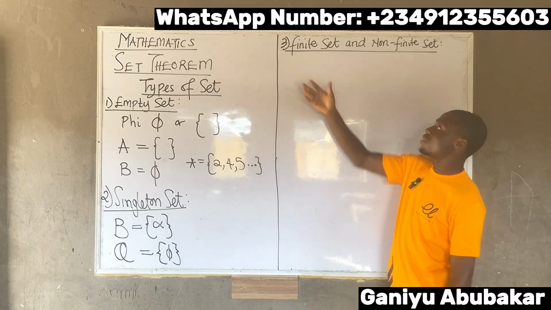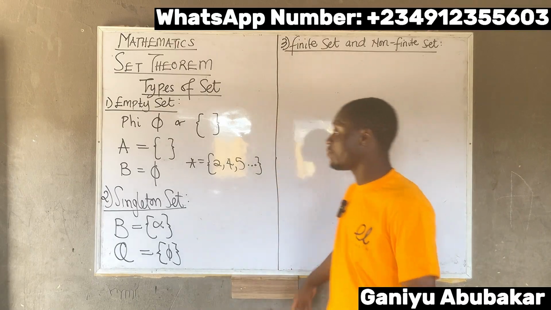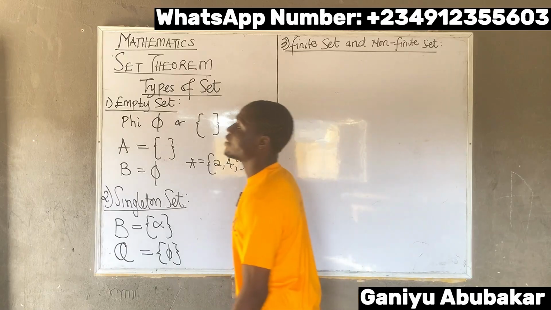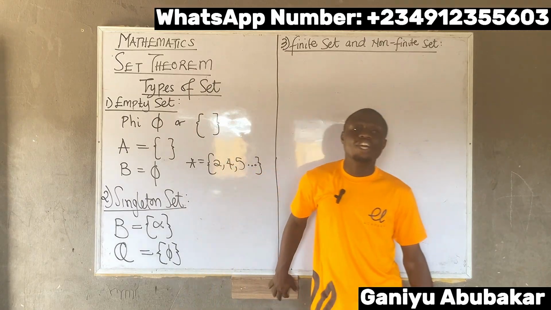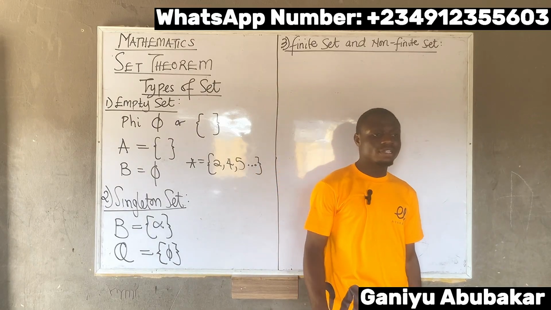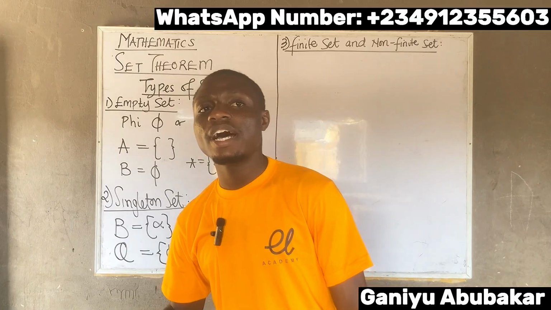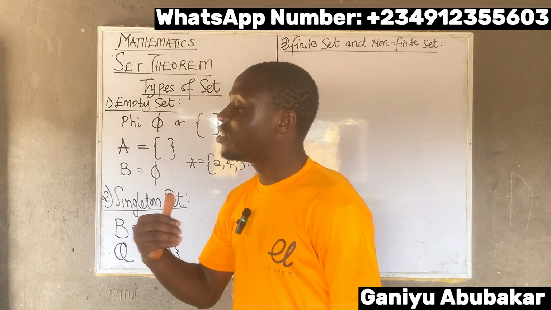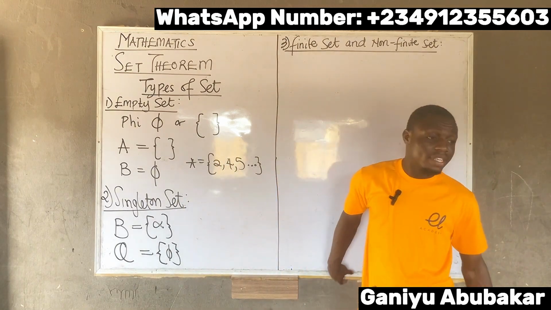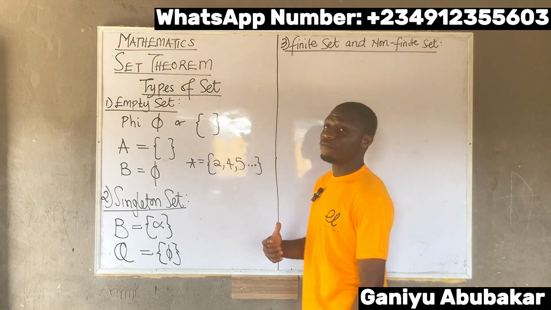Now, there are two things. Let's explain one by one, please. A finite set, please. Let's define finite set first. A finite set is simply a set that has a restricted number of elements.